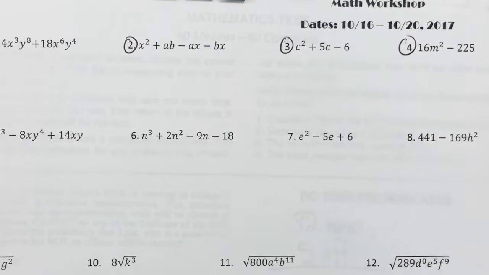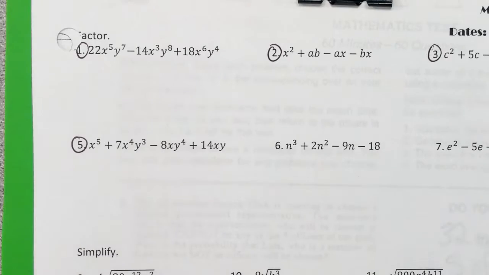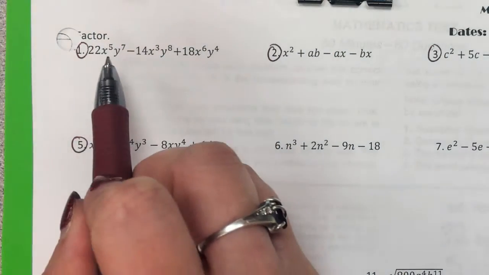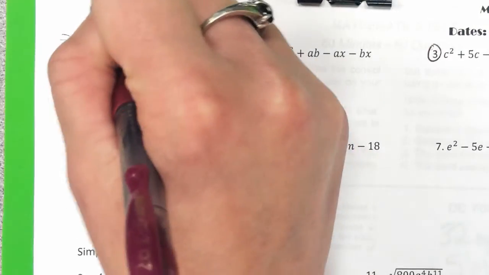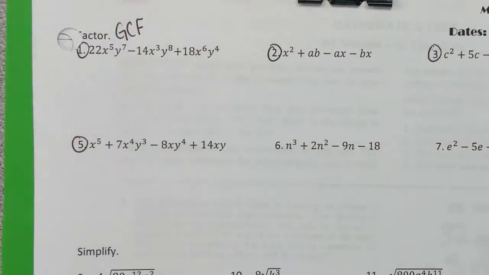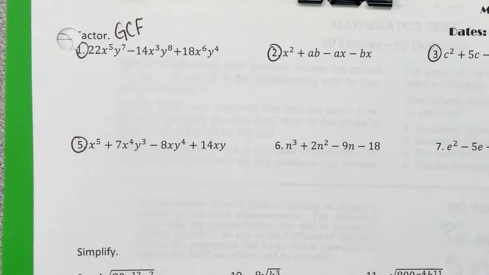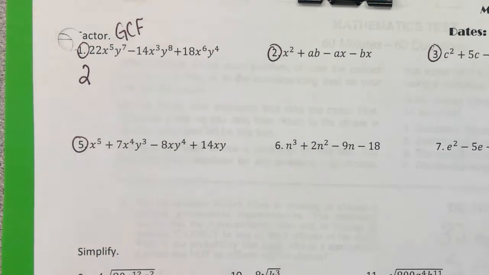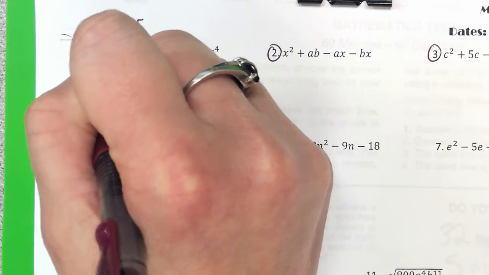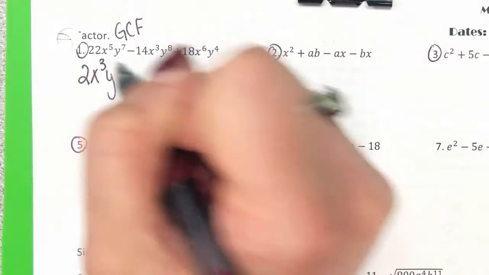The very first question has how many terms? It has 3 terms, right? All right, everybody stay with me. So if it has 3 terms, what do we look for? Greatest common factor, GCF. Perfect. All right, so what number goes into 22, 14, and 18? 2. Perfect. What letters do they have in common? X and Y. X to what power? 3. Y to the 4.